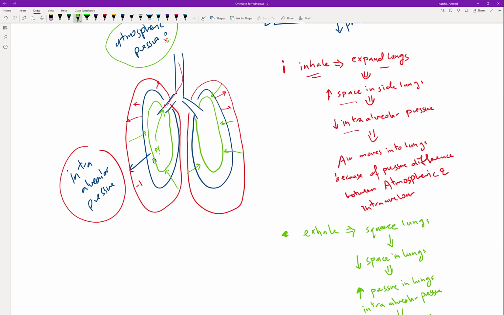When we inhale, we're expanding our lungs. That will drop the pressure. The air will flow to the area of low pressure. When we exhale, we're squeezing the lungs. This will increase the pressure and the air will flow out to the area of low pressure. So this is the pulmonary ventilation.